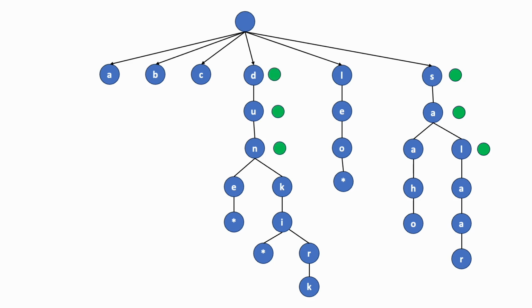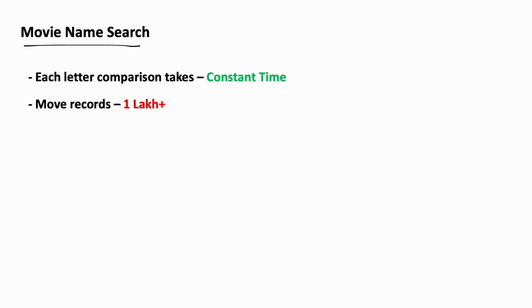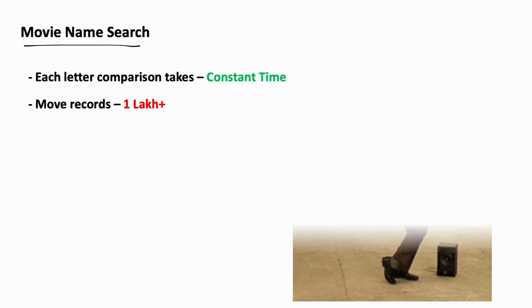Okay. Let's look at another example. Let's say the user has entered DUN. We know where D is, and after D, U and then N. After N we can see we have three movie names: one is Dune, one is Donkey, one is Dunkirk. So we return all these three movies. Here we still have 1 lakh records, but each comparison of a letter took only constant time. So now we can return the result instantly, and the user will be happy.